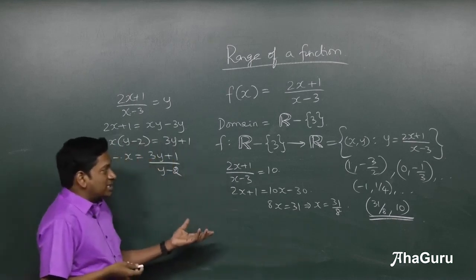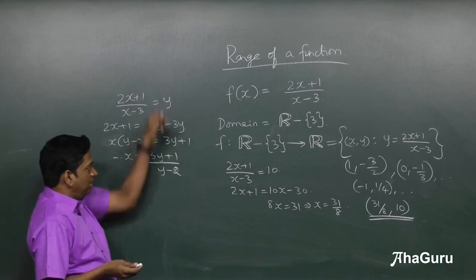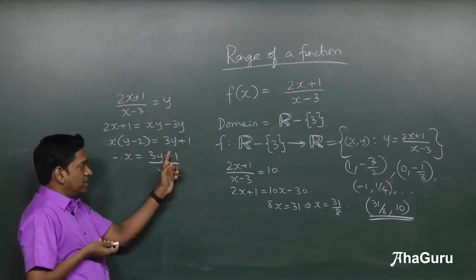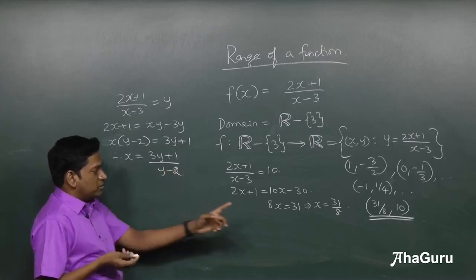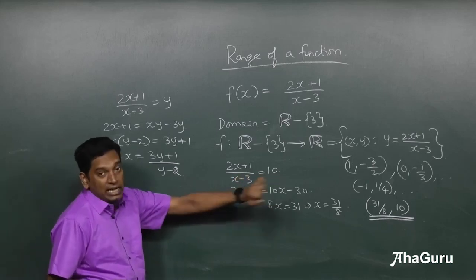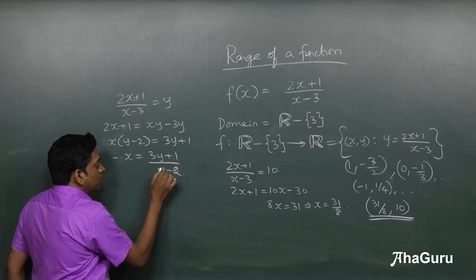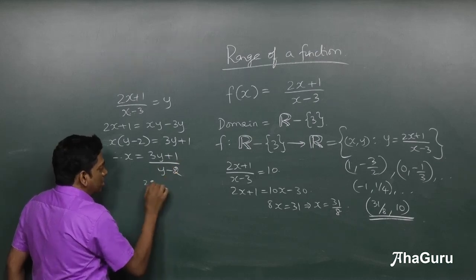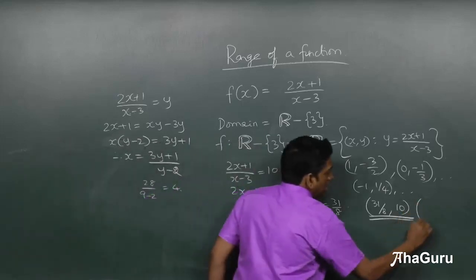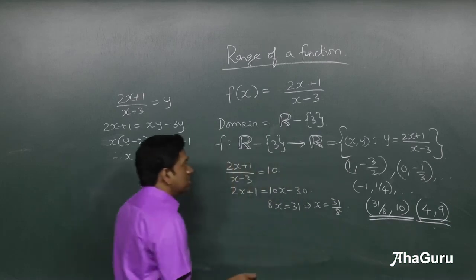Actually, if somebody asks the question, can you get this to be 10? Instead of doing this separately, we can just substitute 10 here. 3 into 10, 30, 30 plus 1, 31, 31 by 10 minus 2 is 8, 31 by 8. Now the advantage of having this is if somebody says can you get a 9, I can say 3 into 9, 27 plus 1, 28, 28 by 9 minus 2 is 7, so it's 4. So I can say 4 comma 9 is a part.